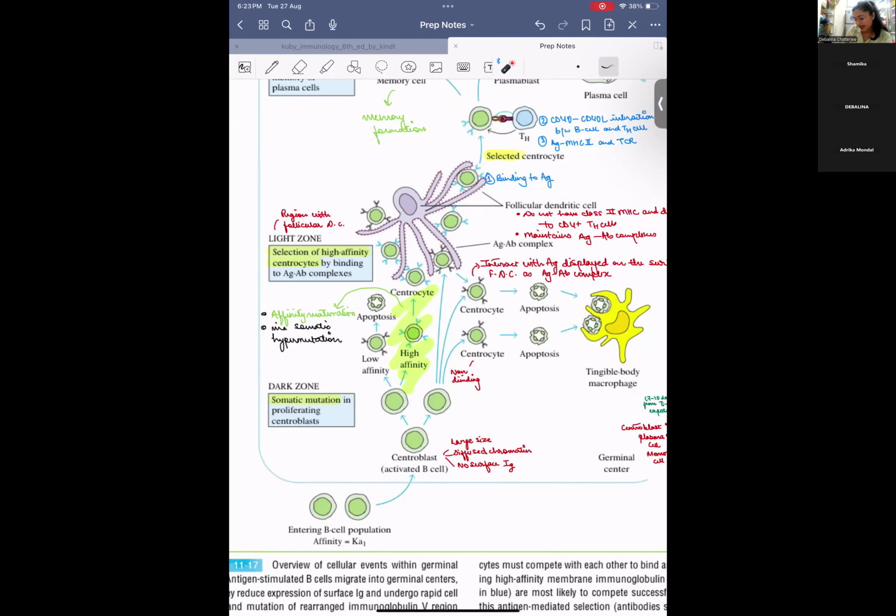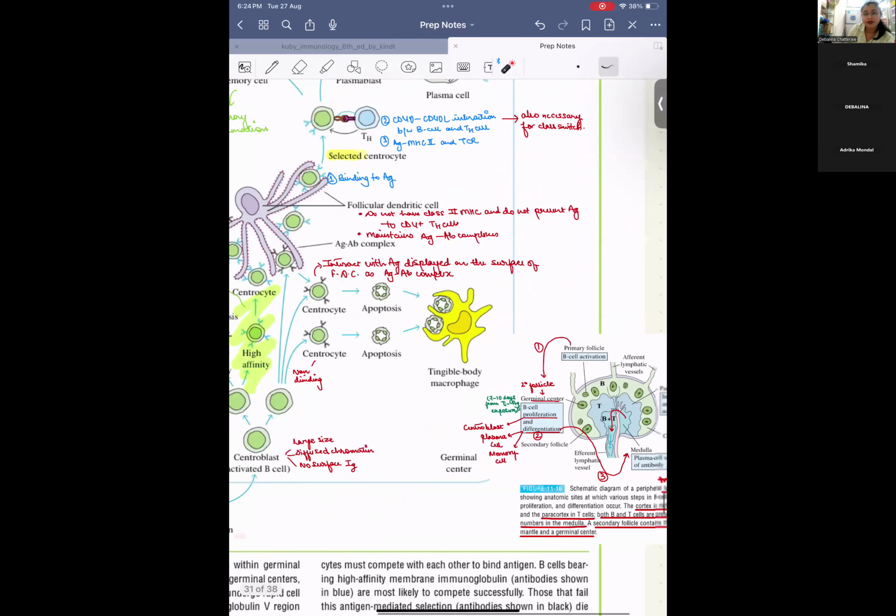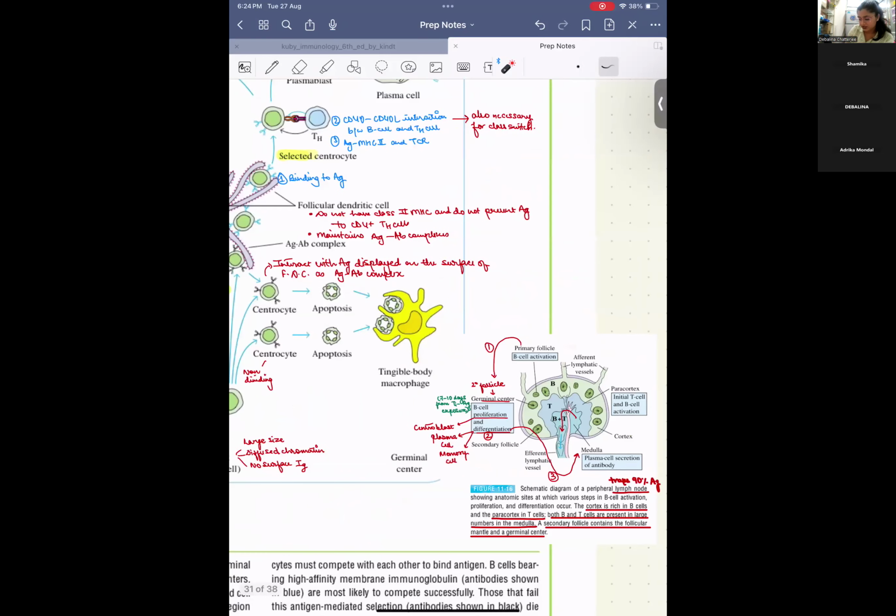But for now, we have B cell population, which has an affinity. So affinity can be quantified in terms of certain numbers. So it's a quantifiable entity. They have just denoted that the affinity is K1, right? So this B cell population in the primary follicle, or maybe coming in from this afferent lymphatic vessel, they get in and they now get a chance to enter the germinal center.